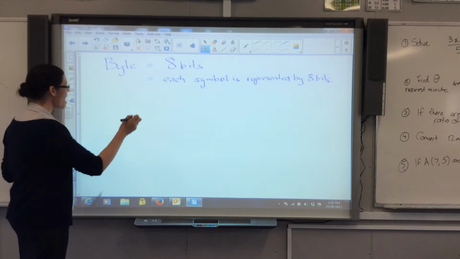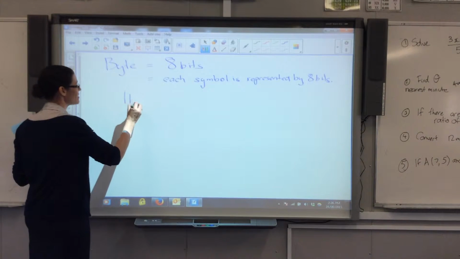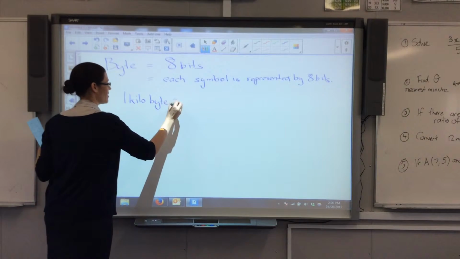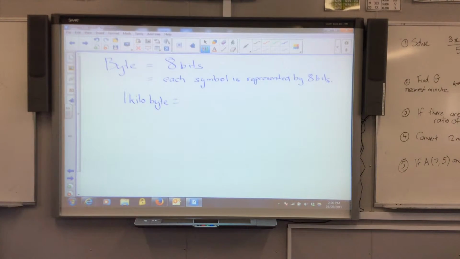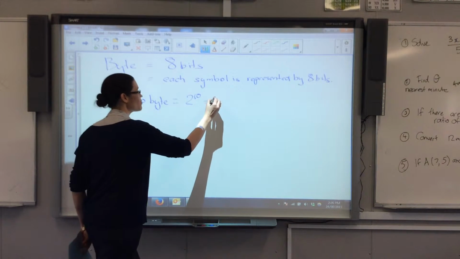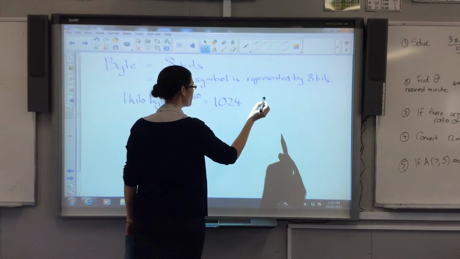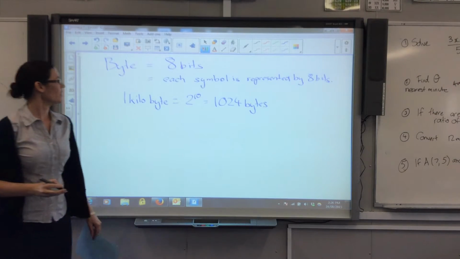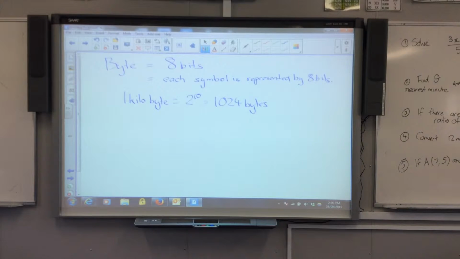So if I wanted to have 1 kilobyte, 1 kilobyte is not 1,000 bytes. It's 2 to the power of 10, which equals 1,024 bytes. Why is it 2 to the power of 10? We're using base 2 because there's 2 options, 0 or 1. We've got 2 options for everything.